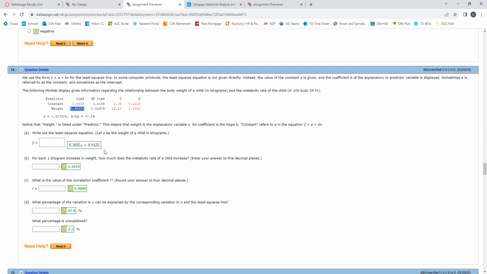And then we'd be able to answer the rest of the questions based on this. For each increase of 1 unit in weight, what does that change? That's always whatever the slope value is. Correlation coefficient, if we take a look here, that one's not given.